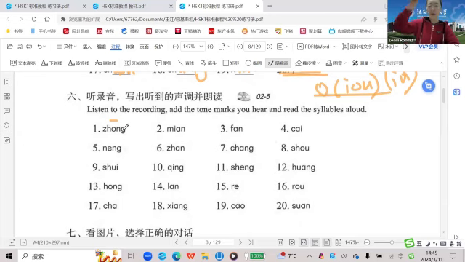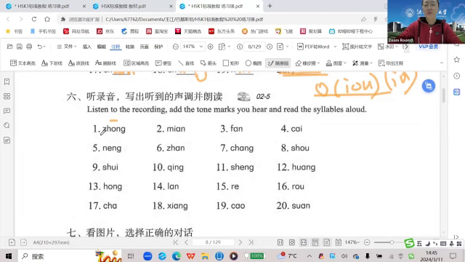emphasis and read it from the highest down to the lowest. 中, okay? 中. And you must be familiar with the four tones, okay? Number one, the fourth tone.